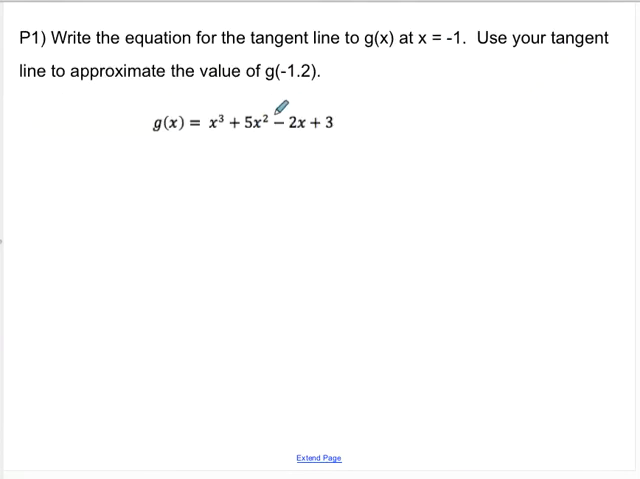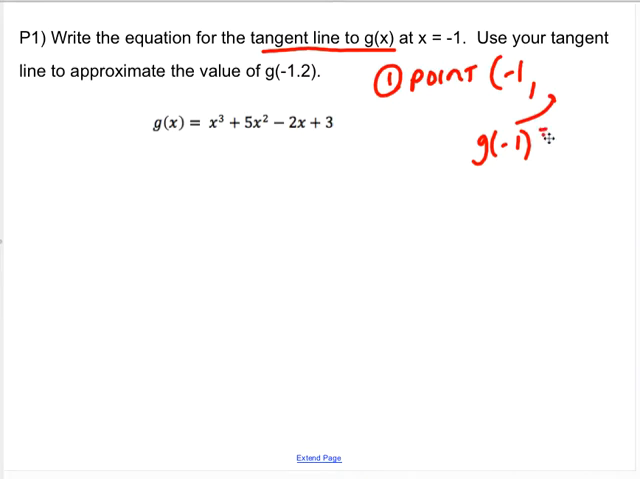Same deal. You're asked to find the tangent line to g of x at x equals -1, and then use the tangent line to approximate a value. So first thing I need is a point, right? To find that point, I have -1, comma, and then I'm going to find g of -1, right? So g of -1 should be -1 plus 5 plus 2 plus 3, right? Which I'm pretty sure comes out to be 9.